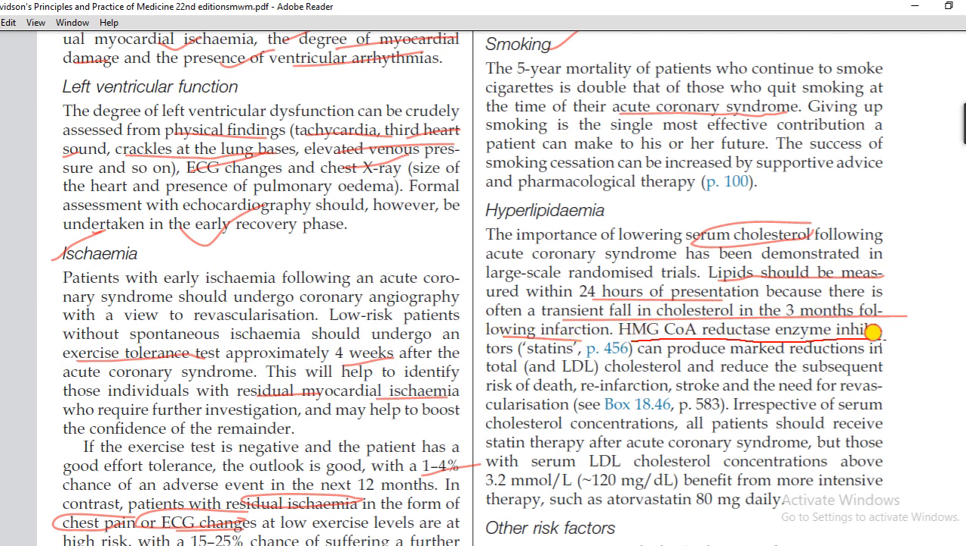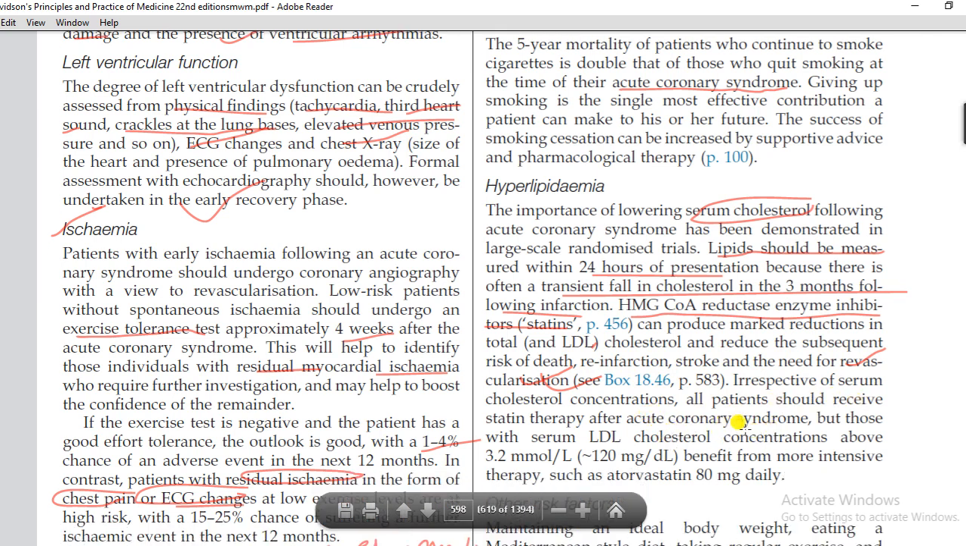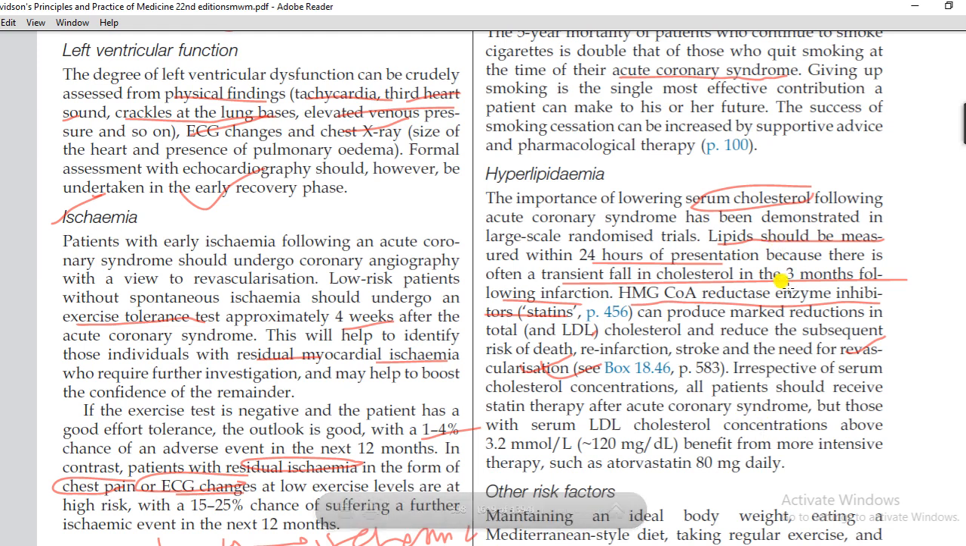HMG-CoA reductase enzyme inhibitors, statins, can produce marked reduction in total and LDL cholesterol and reduce the subsequent risk of death, infarction, strokes, and the need for revascularization. Irrespective of serum cholesterol concentration, all patients should receive statin therapy after acute coronary syndrome. Whatever the serum cholesterol may be, they should all be on statin therapy.